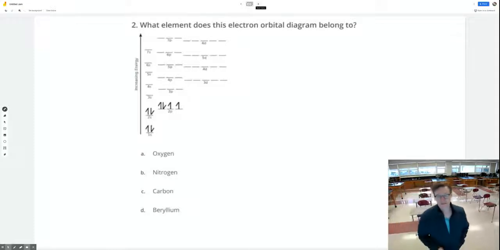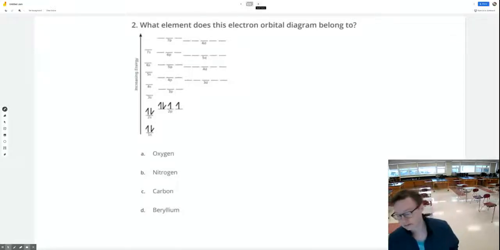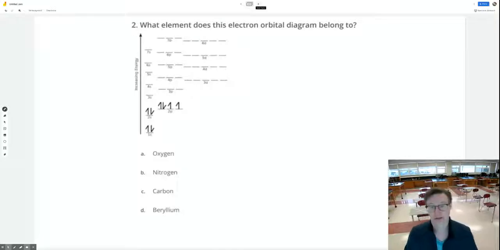Okay, what element does this electron orbital diagram belong to? I should have given you a periodic table on this one. So I'm going to flip over to the next slide, which has the table on it in a second. But in order to identify the diagram, if we assume it's a neutral atom, which you can, because we're not going to do ions just yet, we'll get to that later, all you have to do is count up the number of electrons. There's 1, 2, 3, 4, 5, 6, 7, 8. Okay, we're not being asked to figure out if this is correct or not. It happens to be correct. But all you need to know is that there are 8 electrons.